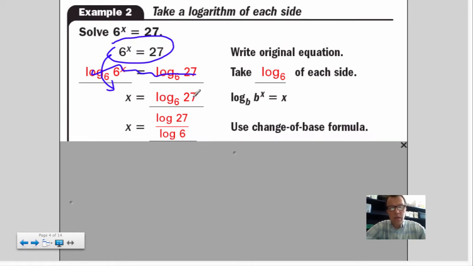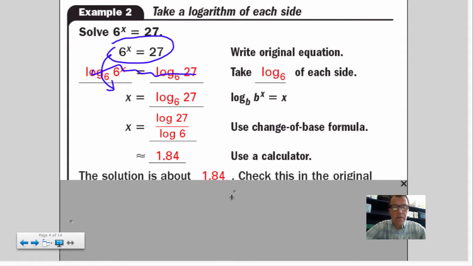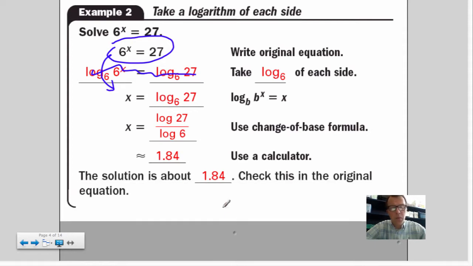We can't do this on our calculator directly, so we use the change of base formula that we learned yesterday. And then in the calculator, and you do really need your calculator to solve this, we would get that answer. And we like this answer, right?